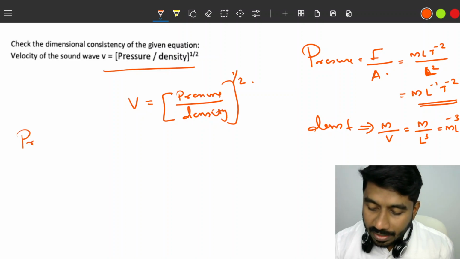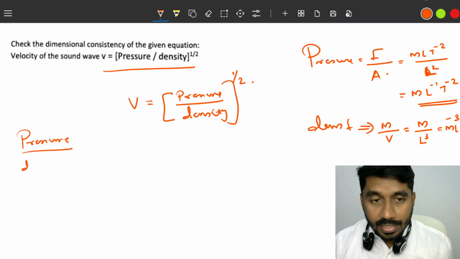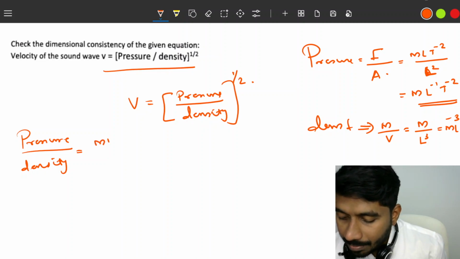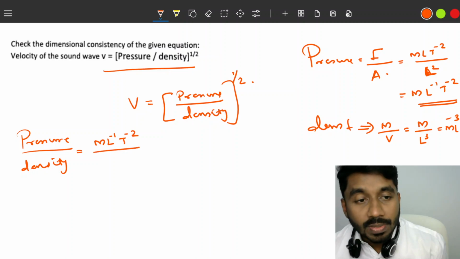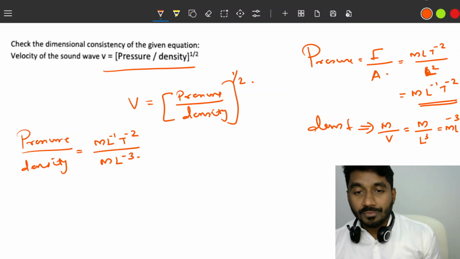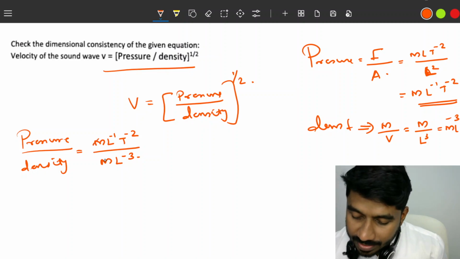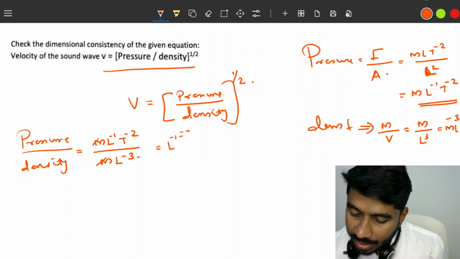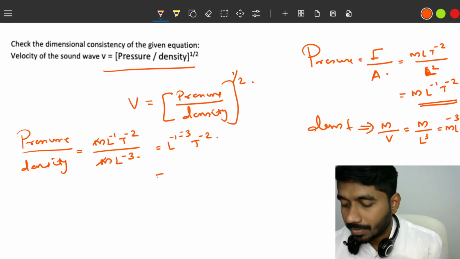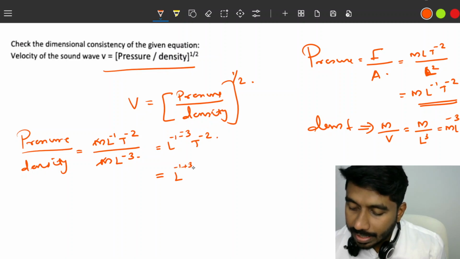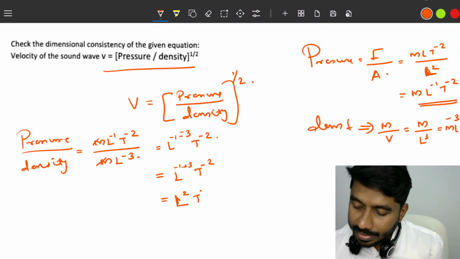I'm just dividing pressure by density. You will get the answer. What is pressure here? ML raised to minus 1, T raised to minus 2 divided by ML raised to minus 3. First of all, let's divide this. We will get the answer L raised to minus 1 minus 3, T raised to minus 2. So you will get the answer L raised to minus 1 plus 3, T raised to minus 2. You will get the answer L square T raised to minus 2.